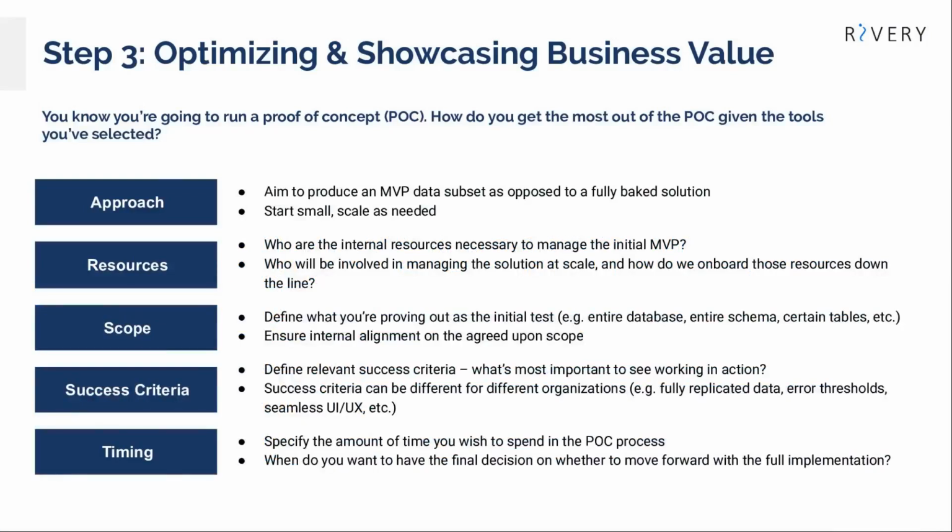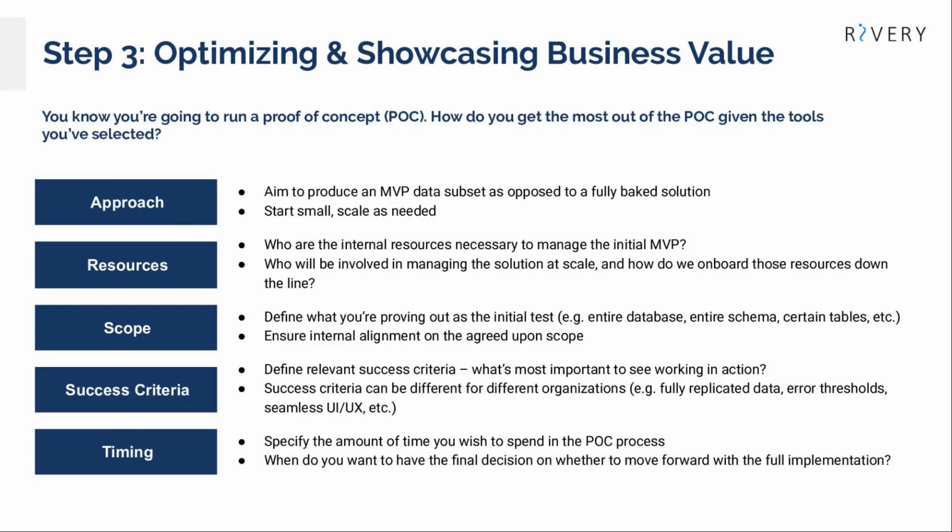So we're now going to move into a discussion on how to optimize and showcase business value. First discussing the approach to a successful POC, and then moving into a discussion around scaling to production. In the POC period, there are several topics that should be considered to drive the most value given the tools you've selected. So first and foremost, what's the approach? What's the minimum we need to prove that the solution works for your organization in question? You don't need to spend a ton of time loading everything historically or doing extensive data quality checks. When you start small and scale as needed, you're able to focus on value over complexity. And this is a theme that I'll be revisiting throughout the presentation.